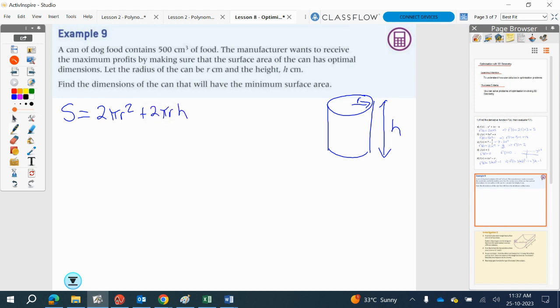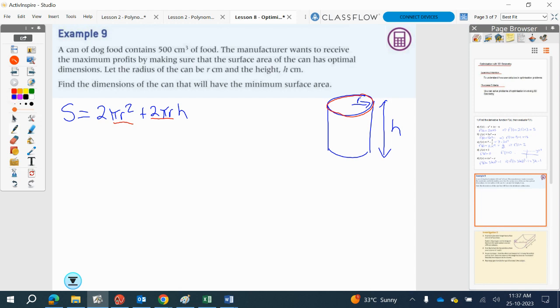Okay, so just reminding us, where does this formula come from? The circle? Area of the curved part. This is the perimeter of the circle, and if you multiply it by the height, it gives us the curved surface area. It's on the formula sheet.